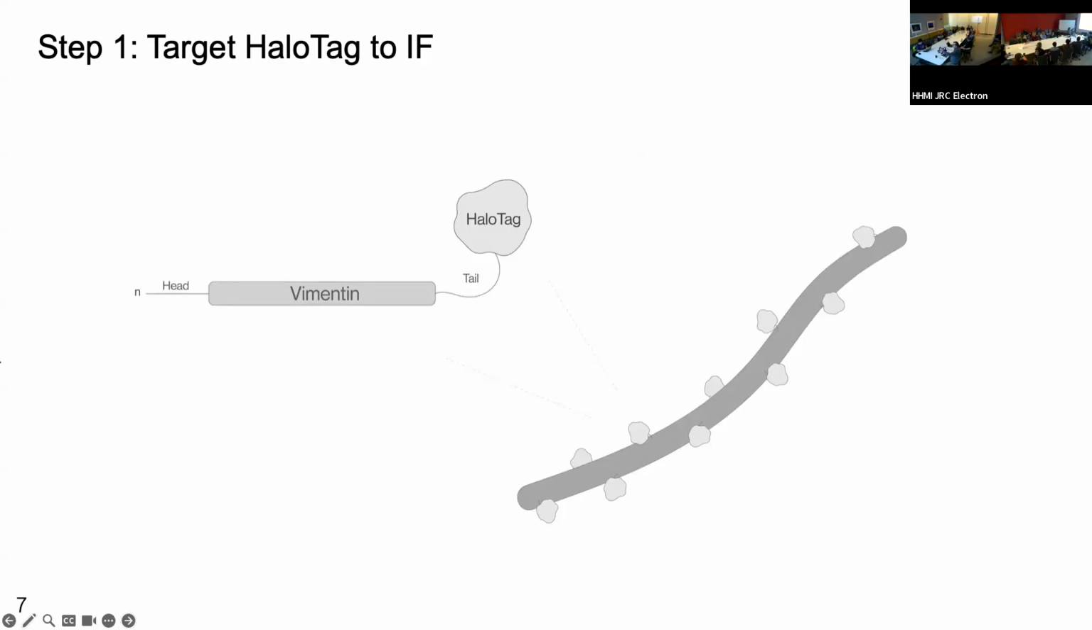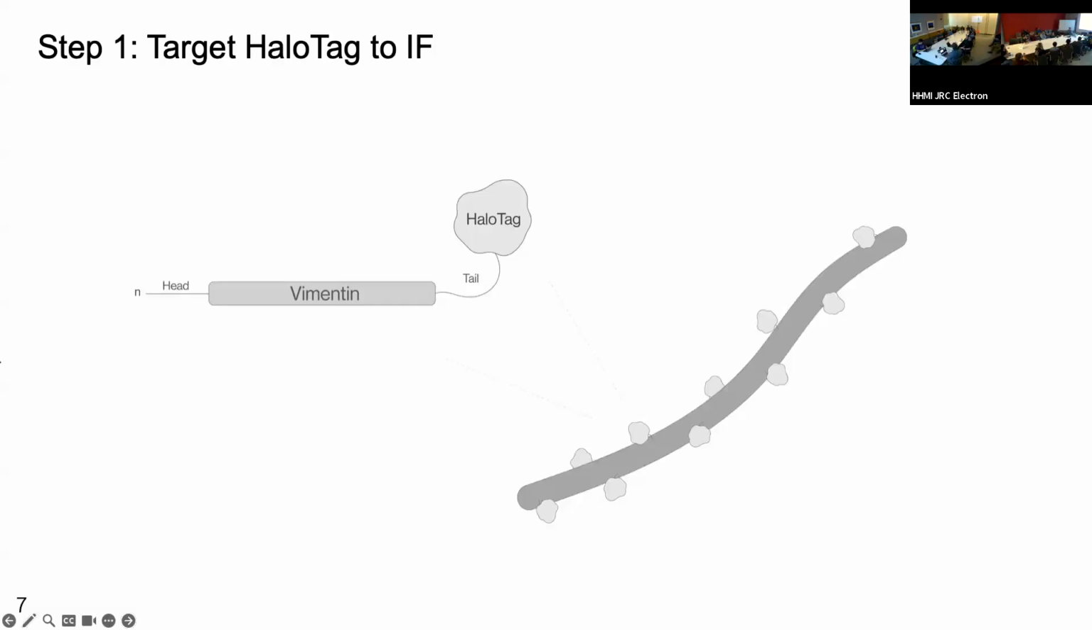So we started by looking at kind of the easiest intermediate filament protein class to look at, which is vimentin. They're very simple, they're well characterized. The complete filament structure was recently published, so it seemed like a good starting place. And we used the HaloTag self-labeling system to localize specifically to intermediate filaments. So this is our tool in the top left. This is a fusion between vimentin with a C-terminal HaloTag.